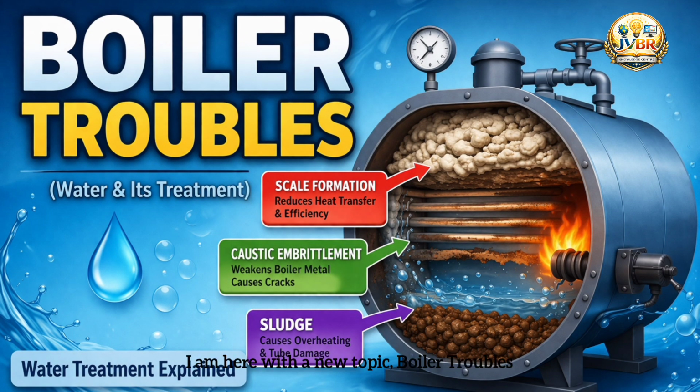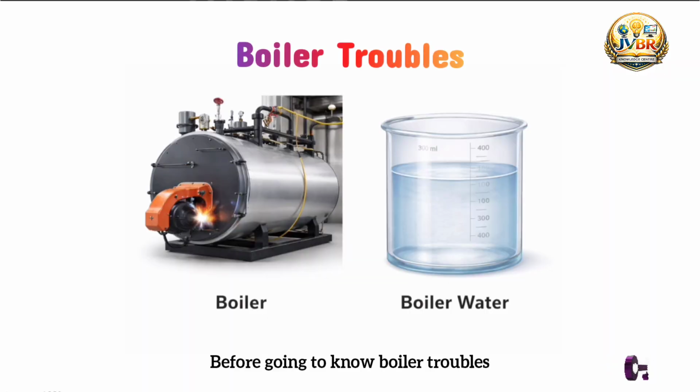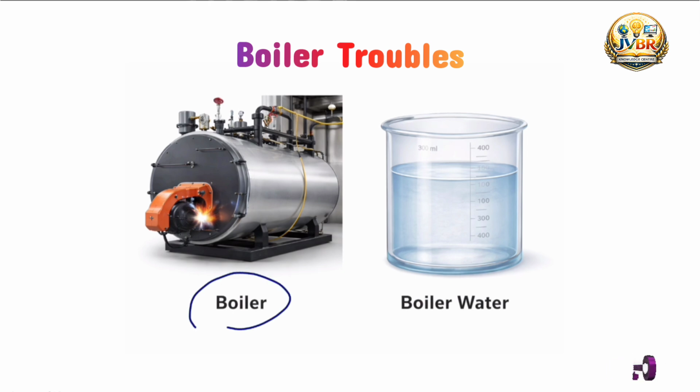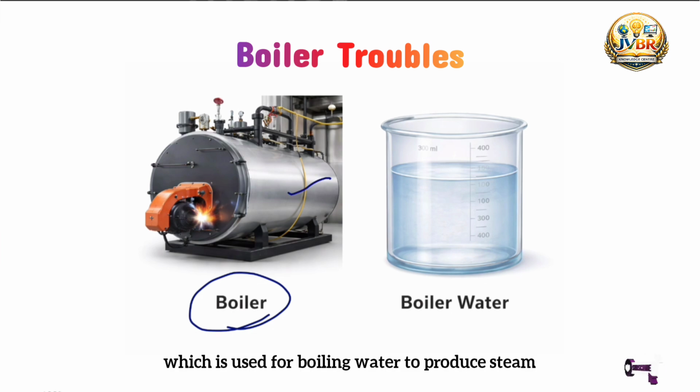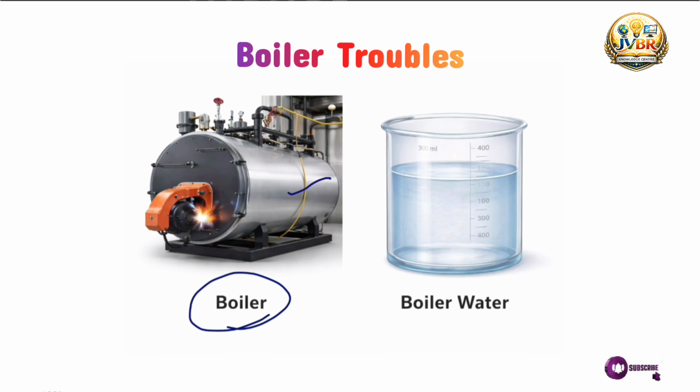I am here with the new topic, boiler troubles. Before going to know boiler troubles, we need to know about boiler and boiler water. Let us see the definition of boiler. A boiler is a container or a vessel which is used for boiling water to produce steam.